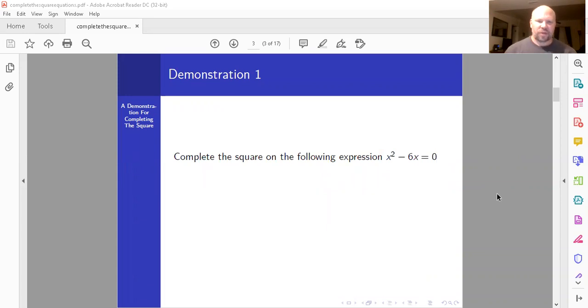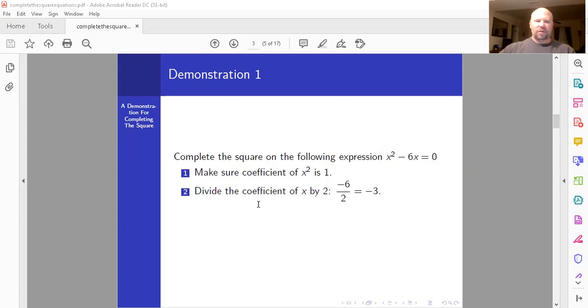So our first demonstration asks us to complete the square on x squared minus 6x equals 0. Again, we follow our steps. First step is to make sure the coefficient of x squared is 1, which it is. Then we can divide the coefficient of x, negative 6, by 2 and get negative 3. And then we're going to square the results of the previous step to get the area of that missing corner.